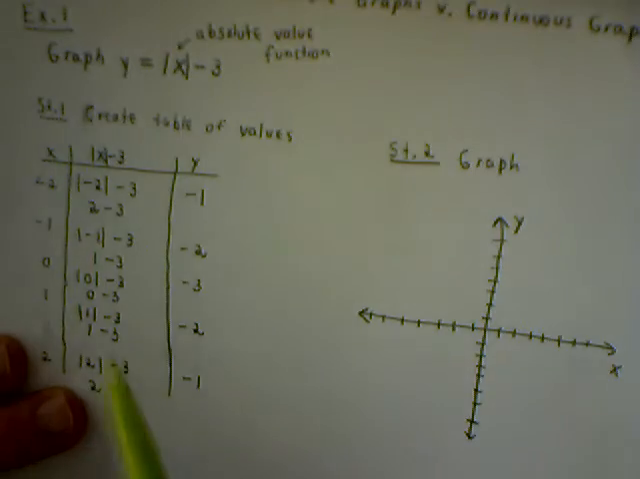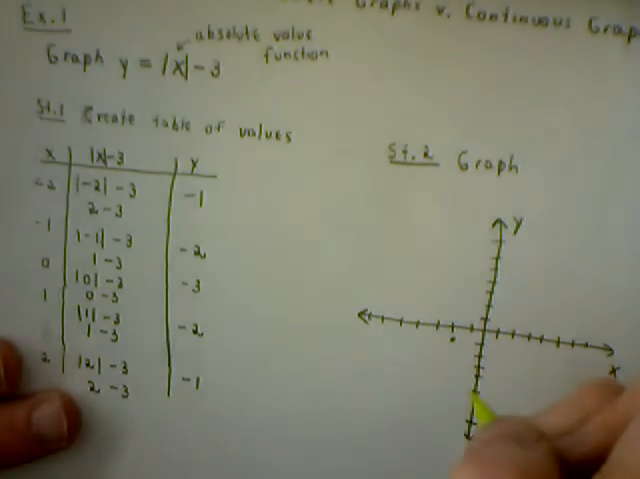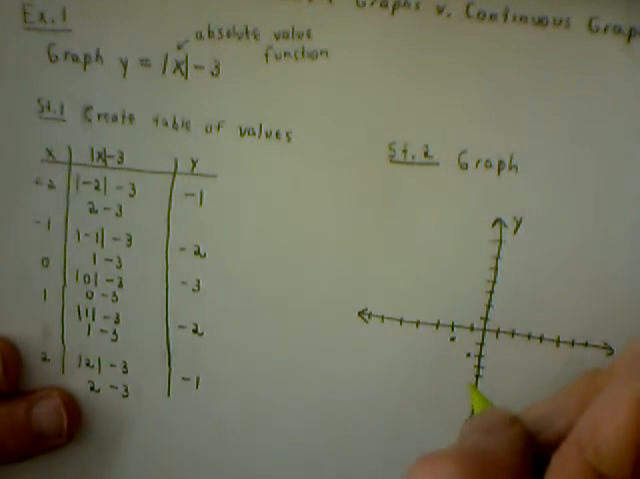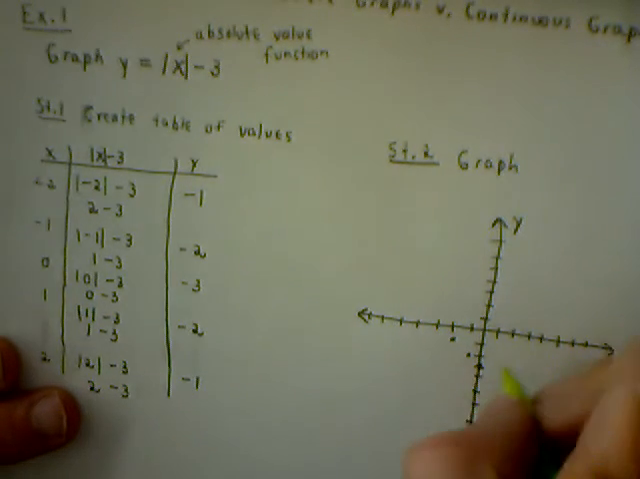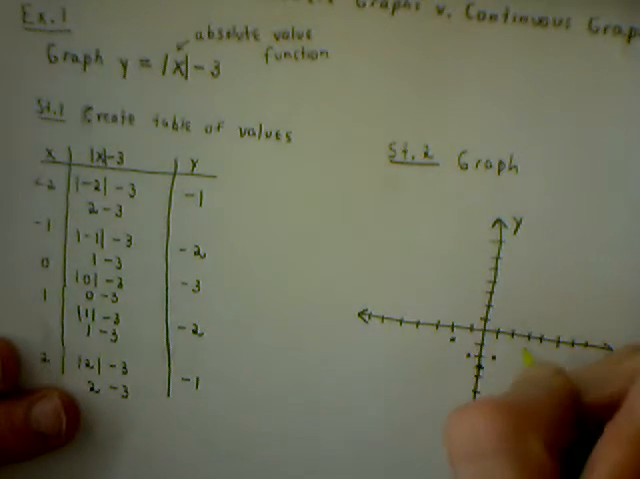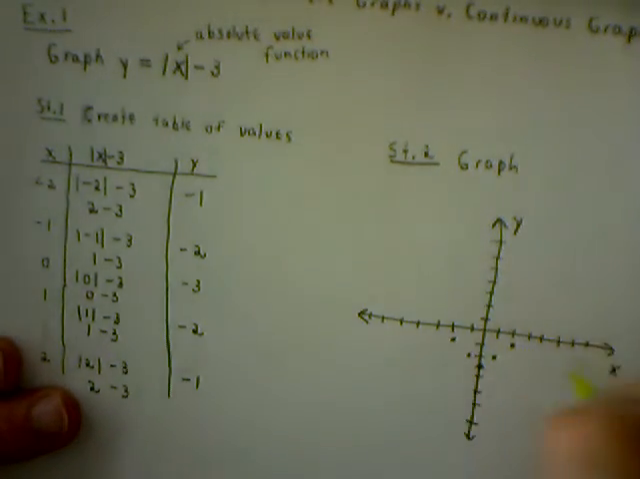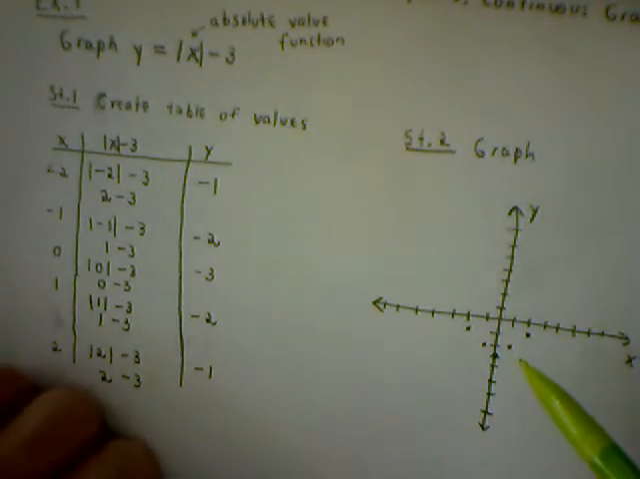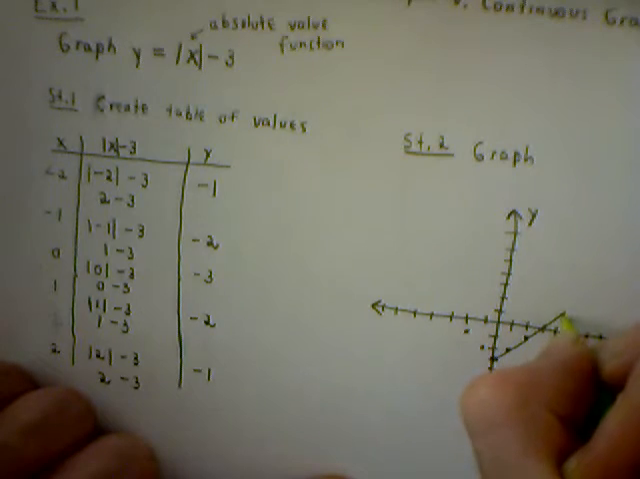My first point is negative 2, negative 1. My next point is negative 1, negative 2. My next point is 0, negative 3. Then 1, negative 2. And then 2, negative 1. Now, I can definitely tell this is non-linear because of this graph here. I'm going to connect my points and draw an arrow through.